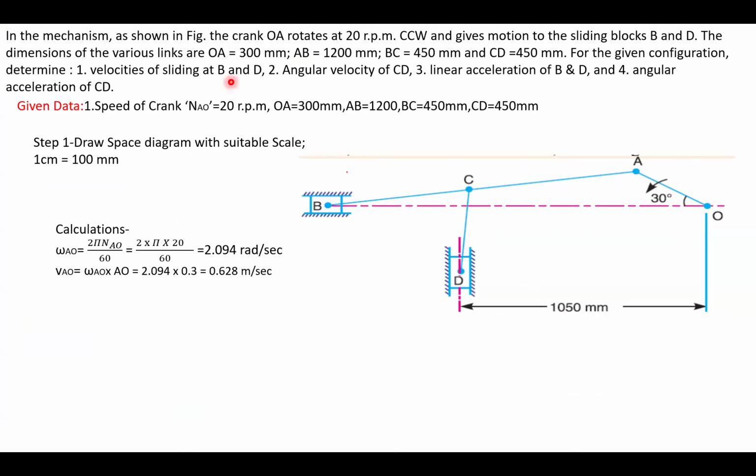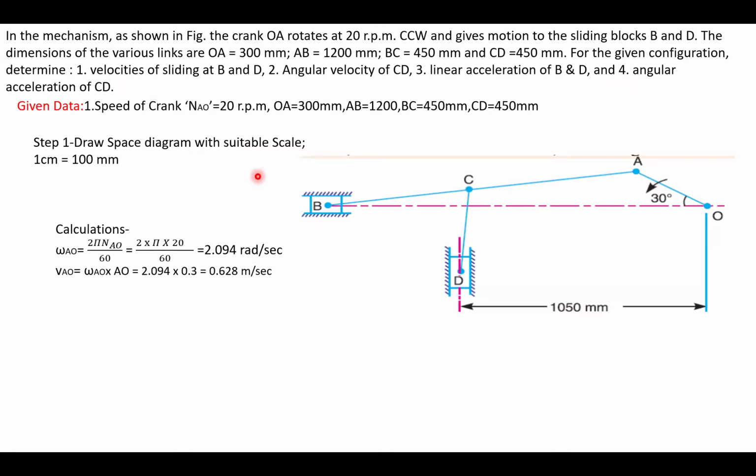Now we are going to see this numerical. The numerical is as shown in figure. And we have to calculate the velocity of B and D, angular velocity of CD, linear acceleration of B and D, and angular acceleration of CD.